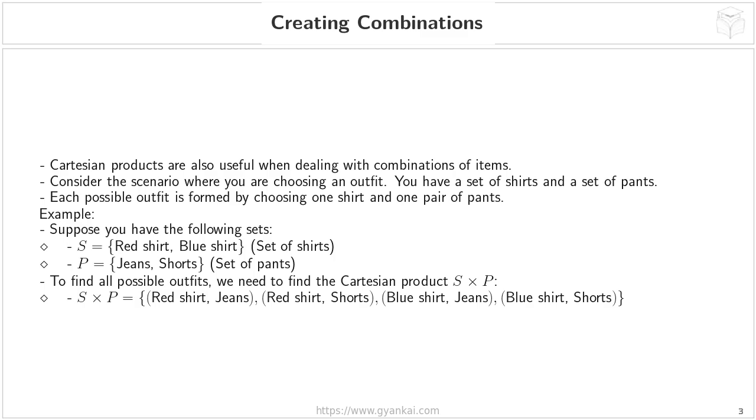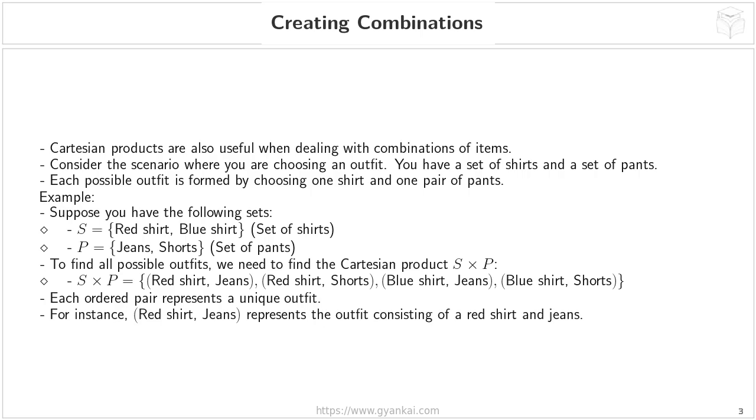Imagine you're at a restaurant. They offer a choice of main courses, represented by the set M, which contains pizza and burger. And they have a set of drinks, D, which includes Coke, Sprite, and water. To find all the possible meal combinations, we again use the Cartesian product, M cross D. This gives us (pizza, Coke), (pizza, Sprite), (pizza, water), (burger, Coke), (burger, Sprite), and (burger, water).